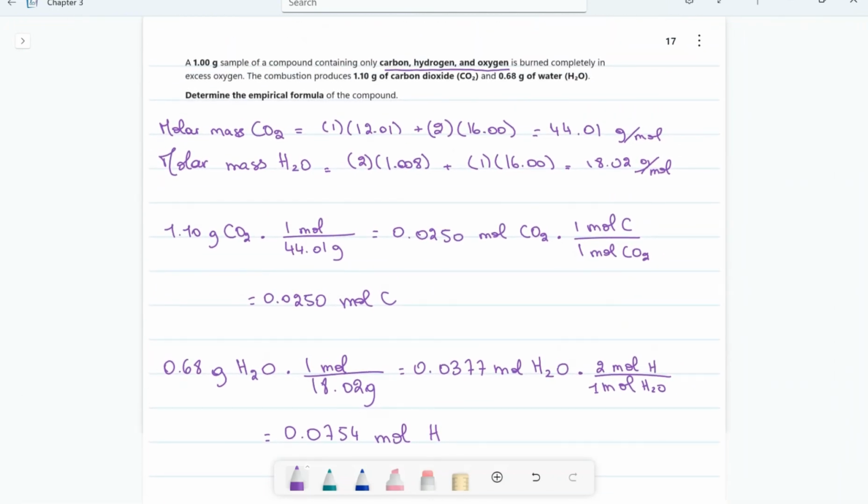Now let's look at the question. The question said that we have carbon, hydrogen, and oxygen. But how do we find the oxygen? We are only given the grams, or the mass, of the sample compound. So what do we do? We need the mass of carbon and the mass of hydrogen. We sum these up and then we subtract them from the grams of the compound in order to find the mass of oxygen. So let us do that.